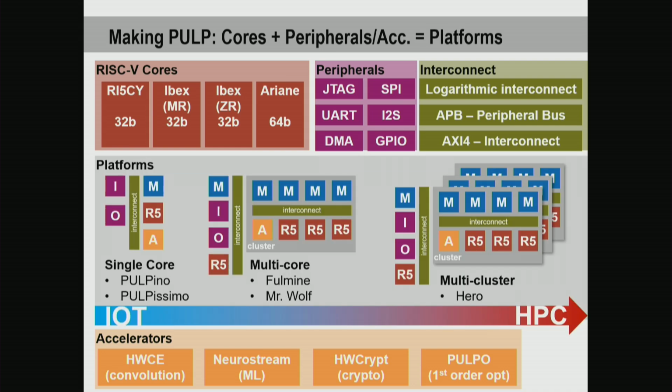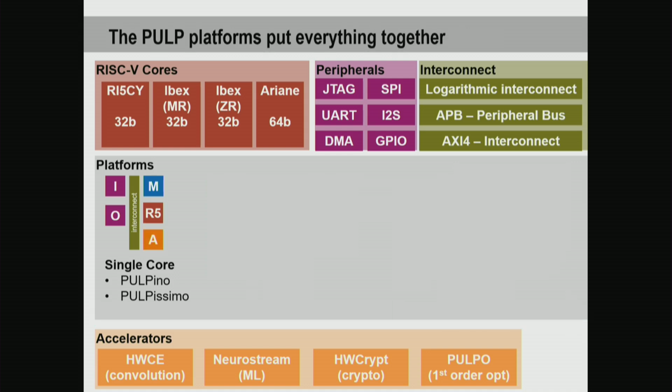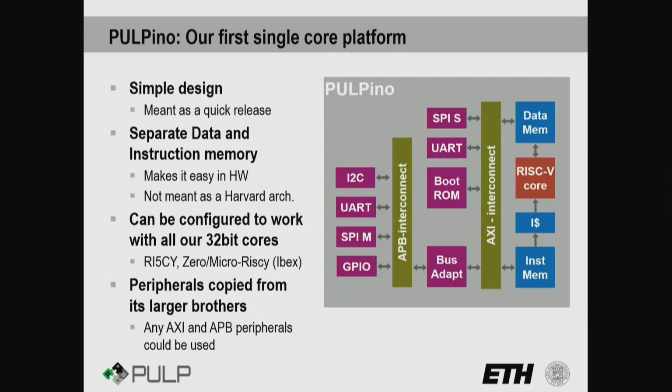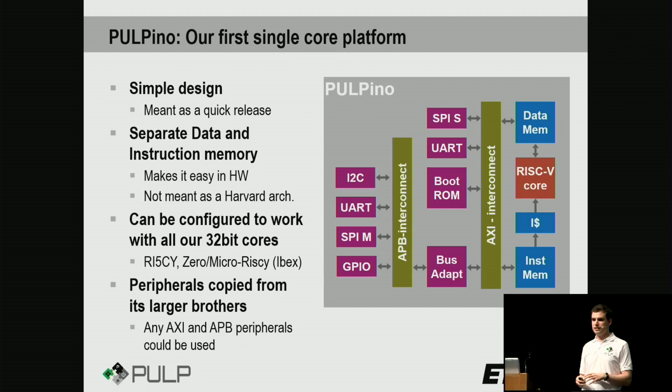And then what we do is we combine all of these ingredients into different platforms, which I can show you now quickly. So the simplest version is a single core platform. Our first single core platform was the PULPino, which is basically a very simple design meant for a quick release of the work we have been doing. It has separate data and instruction memories. It's not meant to be a hardware architecture, but it just makes it easy to develop in hardware. And you can plug in any of our 32-bit cores into that system.